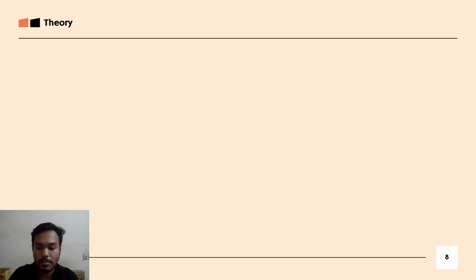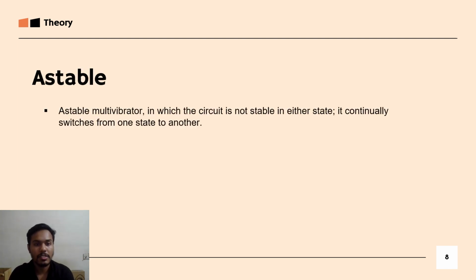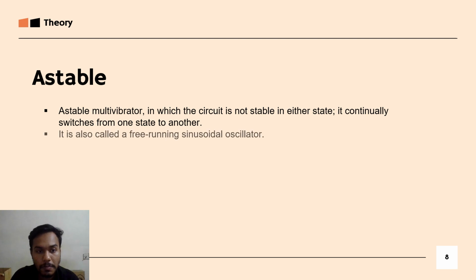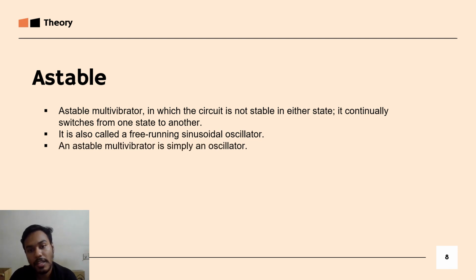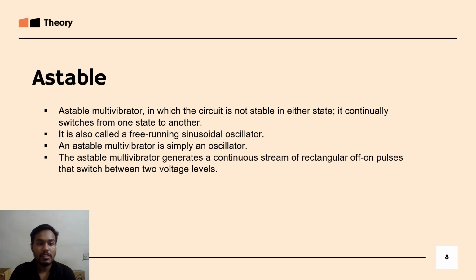Assalamu alaikum. My name is Mohammad Shahriar Jaman. Now I am talking about my presentation, and my topic is astable. Astable multivibrator is a circuit that is not stable in either state; it continually switches from one state to another. It's also called a free running oscillator. An astable multivibrator is simply an oscillator. The astable multivibrator generates a continuous stream of rectangular off-on pulses that switch between two voltage levels.